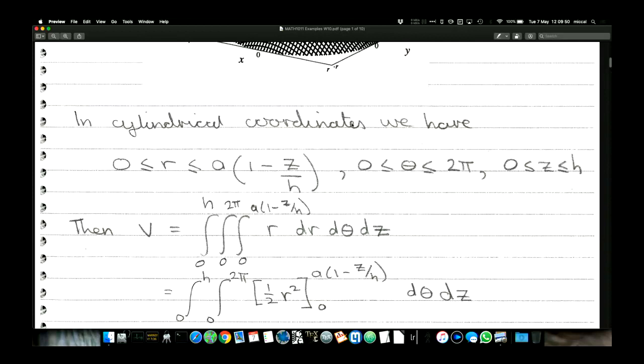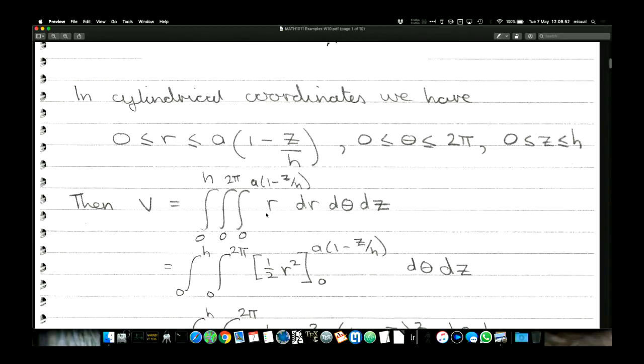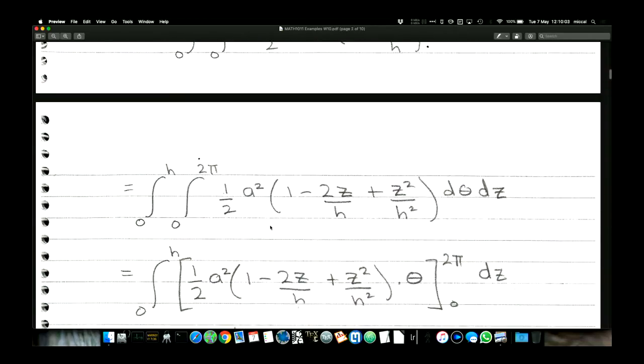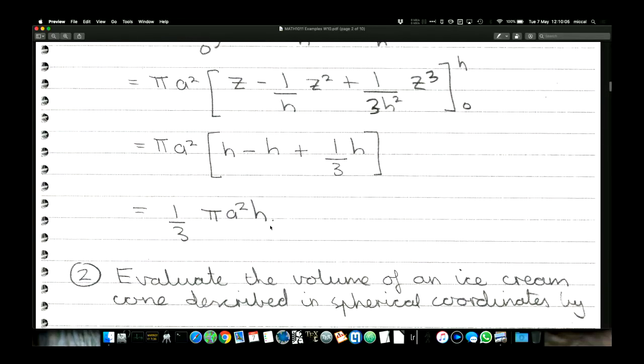Right? So then I've just got to integrate this. No nasty square roots and things like that. R goes from 0 to a times the square root of 1 minus z on h, theta 0 to 2 pi, z 0 to h. You just plug everything in, do the algebra, and you'll get down to the formula as you see fit.